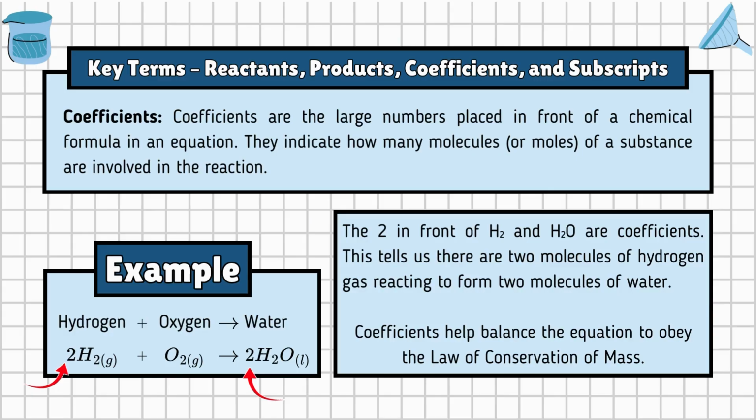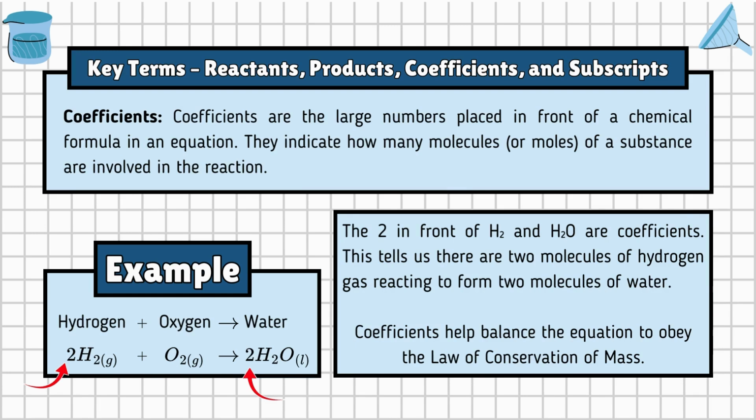Alright, now the next key term we want to look at is called coefficients. Coefficients are the large numbers placed in front of a chemical formula in an equation. They show you how many molecules or moles of a substance are involved in the reaction. Now, what do I mean? At the bottom left corner of my screen, I have an example. You can see there are red arrows pointing to some numbers here.